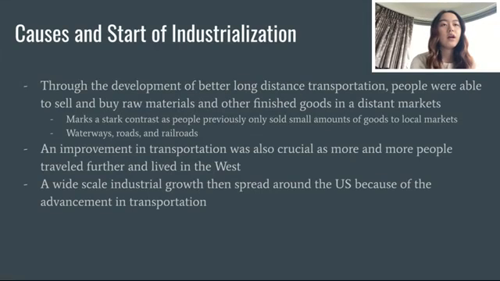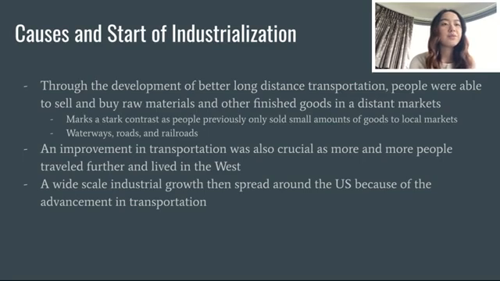In regards to traveling, most people would travel on foot or with the aid of an animal. A great advancement in transportation and technology led to the industrialization and allowed for the selling and buying of goods in a distant market. This marks a stark contrast as people previously only sold small amounts of goods to local markets. Transportational advancement affected waterways, roads, and railroads.